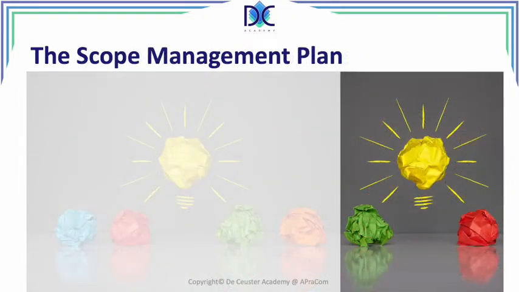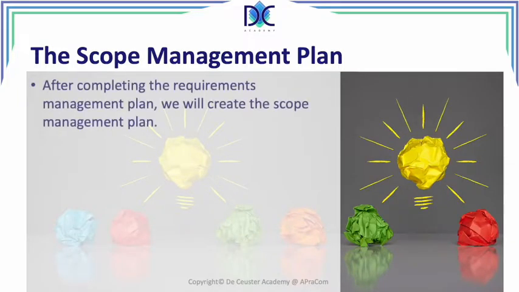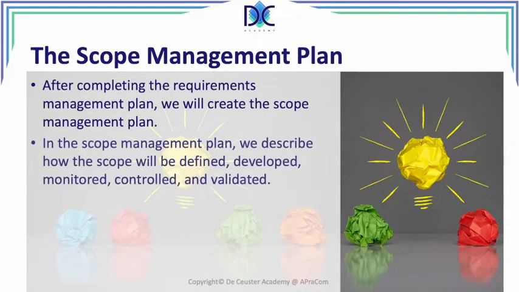Following this, we have the scope management plan. The scope management plan itself is part of the scope knowledge area. It's another plan that is created during or as a part of the scope knowledge area. Once we know the requirements, we finish the requirements management plan, we will create the scope management plan. The scope management plan is in fact containing the description how the scope will be defined, developed, monitored, controlled, and validated. It sets the rules about everything that we're going to do with scope during the project.